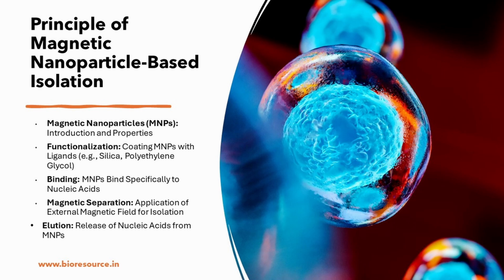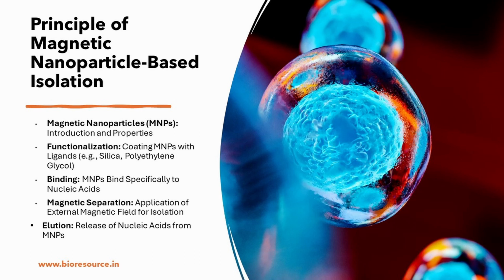The other important factor that needs to be considered is the solution conditions, like pH and ionic strength. The acid-base properties of the functional groups of the MNP surface and the phosphate groups of nucleic acids are very crucial. Buffers are used to maintain the specific pH that favors the electrostatic interaction between them. And typically a slightly acidic pH, around 6 to 7, is the optimal pH for binding to the magnetic nanoparticle.